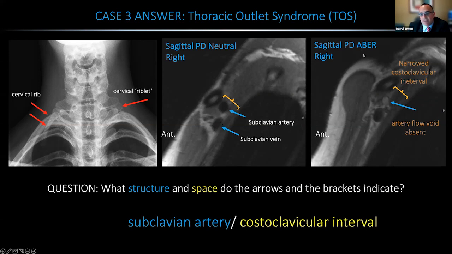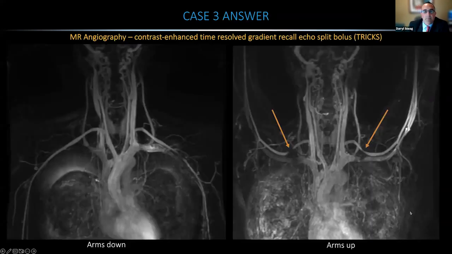But in the ABER position here, we see that the artery is bright, whereas in the neutral position, we see the expected flow void. So in the ABER position, with this loss of the expected flow void, this suggests that the flow is very, very slow. And this is why the protons, if you will, are not moving out of the slice by the time that the image is acquired. Okay, so the costoclavicular interval is the correct answer, in the subclavian artery.